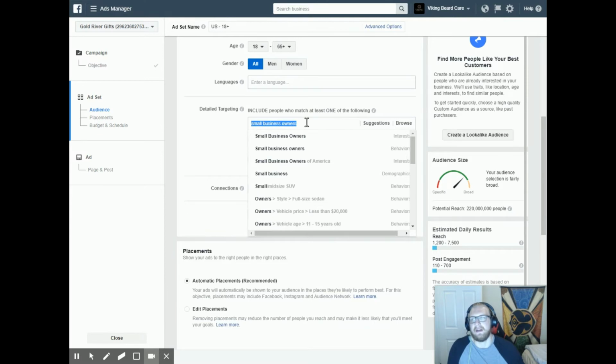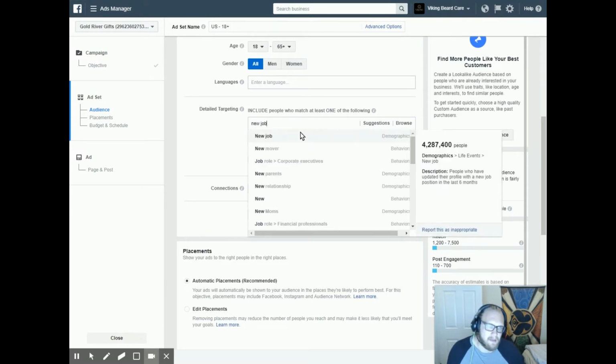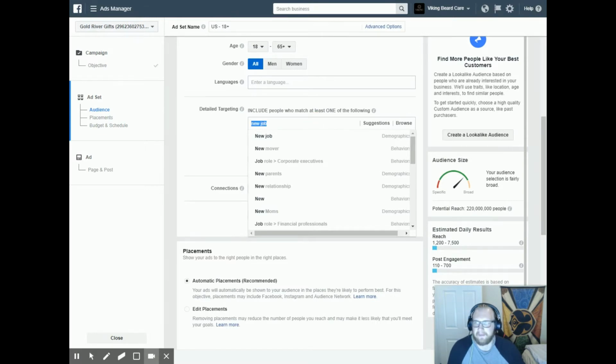Number 7 is people who just got a new job. You can type in new job: people who have just updated their profile with a new job within the last 6 months. If you're looking for people who have a new job, maybe they need fashion, clothing accessories, online learning platforms, maybe even photo albums of some sort, photography. That's definitely a good way to target them. Now, moving on to number 8, people in new relationships.